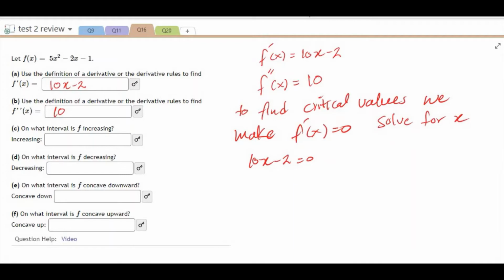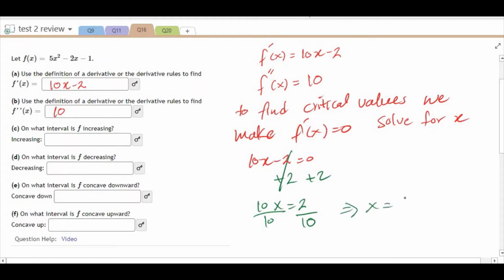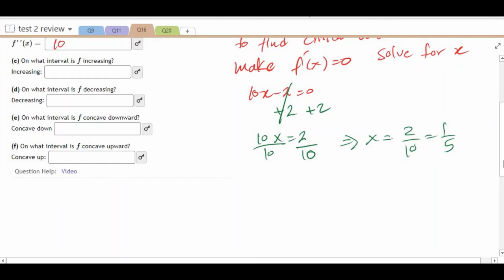To solve for x in this case, we're going to add 2 to both sides of the equation. So we will have 10x is equal to 2, and then we divide both sides by 10. So we will have x is equal to 2/10 or 1/5. And that is the critical point that we have. Since we have one critical point, that means the domain of the function is going to be cut into only 2 intervals. Because we have 1/5 here, we have an interval before 1/5, which is the interval from negative infinity to 1/5. And we have the interval after that, which is from 1/5 to positive infinity.